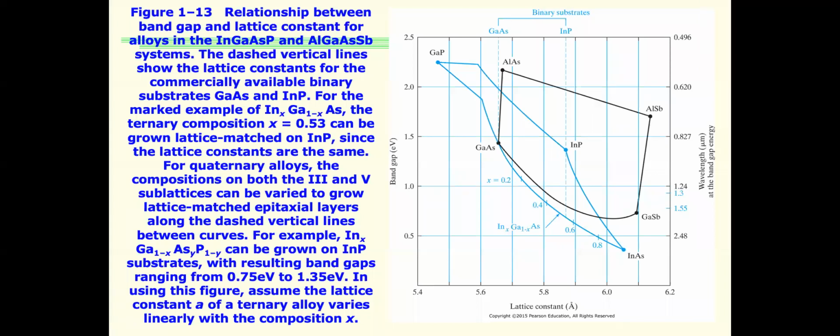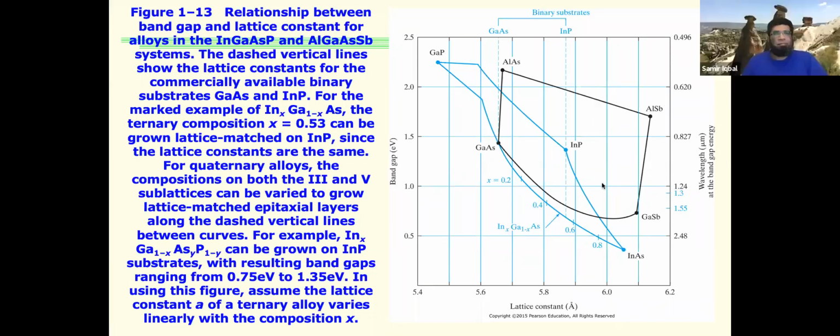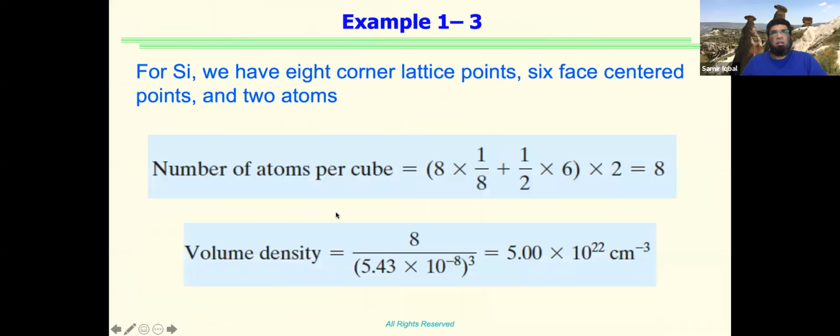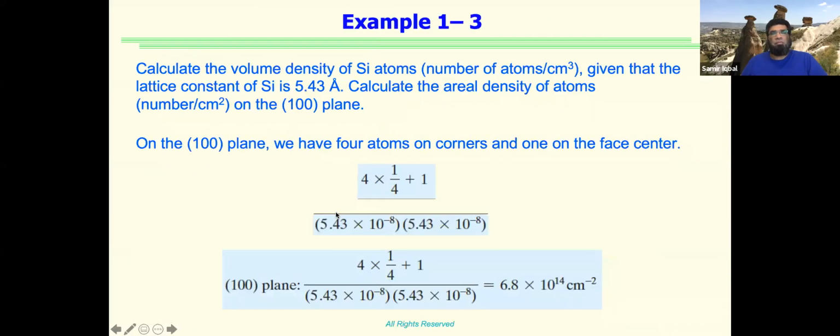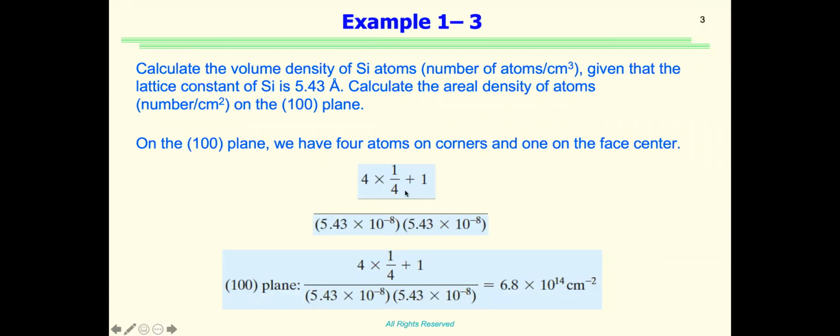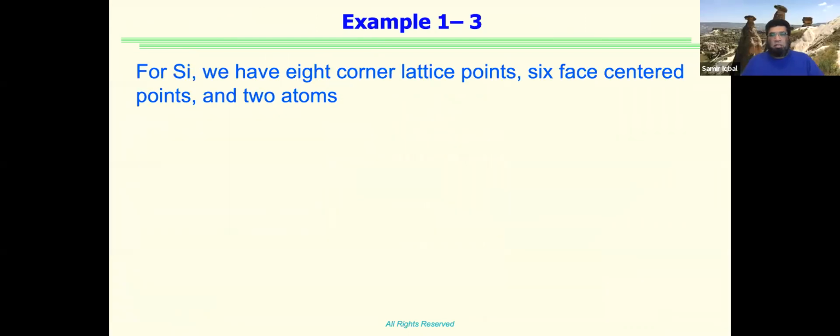5.3. 5 point, yeah, almost close. So 5.43 angstroms. Remember this? Now, I said that it is a constant, right? For silicon, that's a constant, yeah.